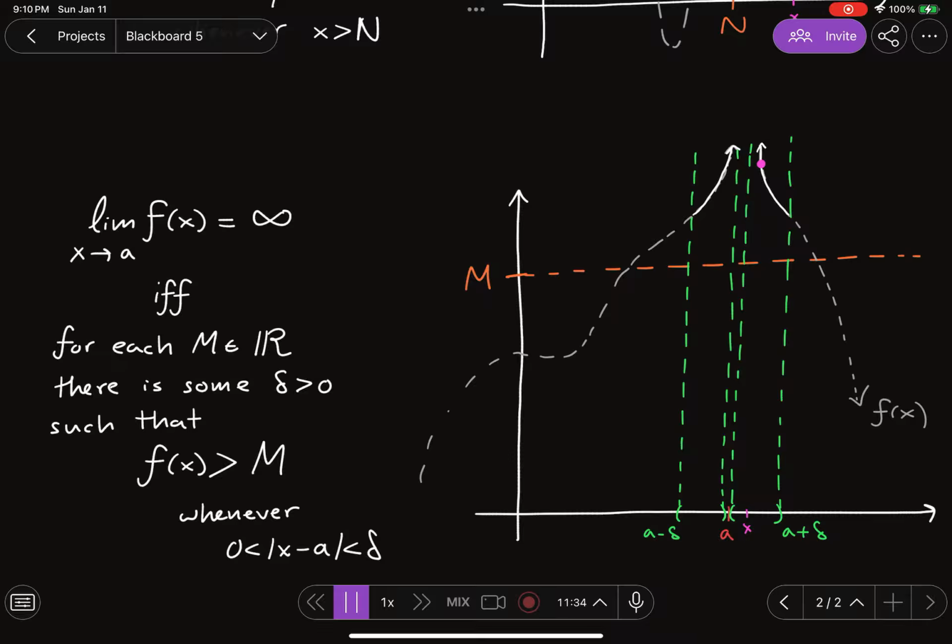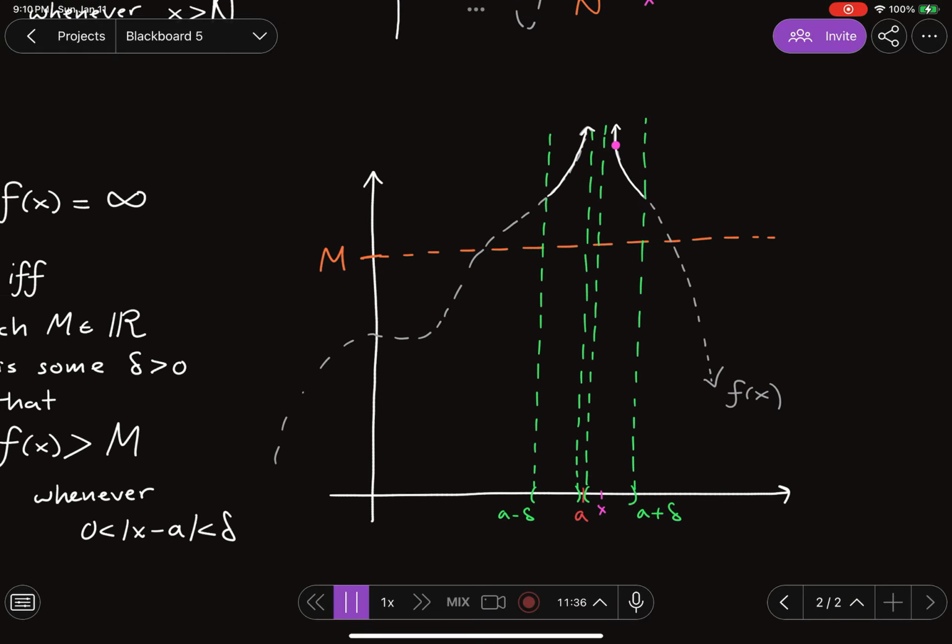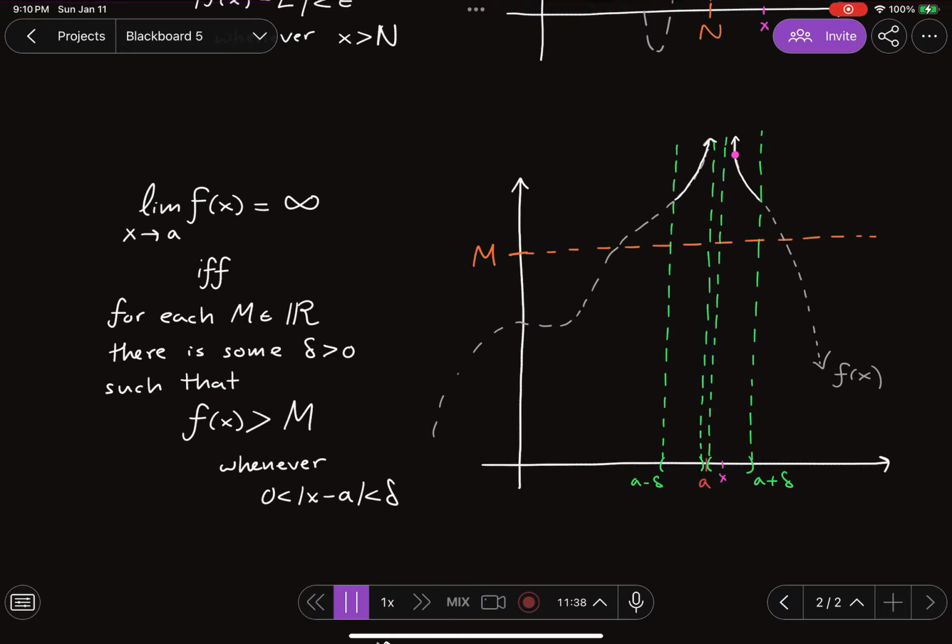Okay, so let's look at the picture. Let me have both in the frame. Here's a picture of a function that seems to be behaving in such a way. Imagine this m as a very large number. Imagine this delta as very small. We have a here, and notice that if we force x to be closer and closer to a, then these f values are going to be larger and larger.